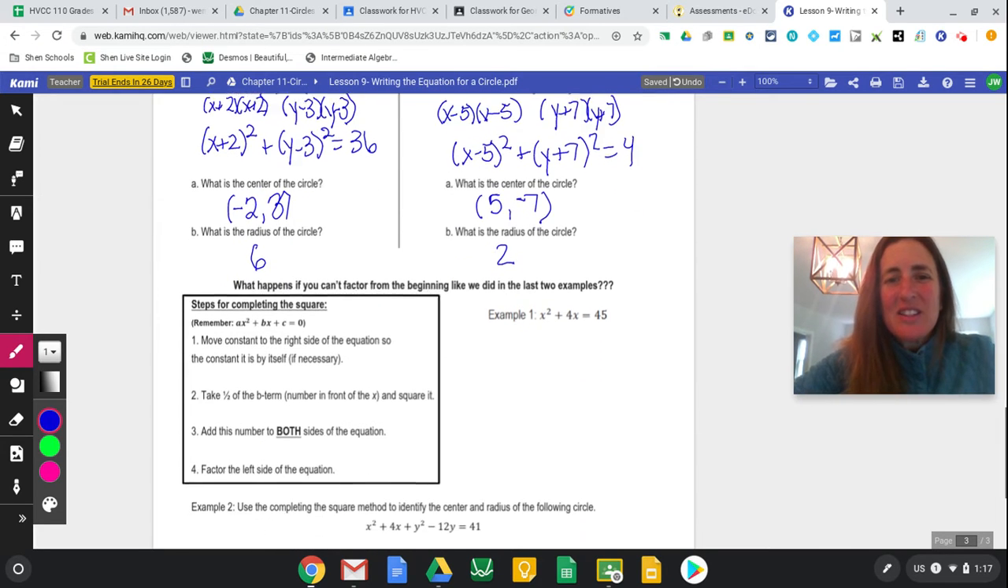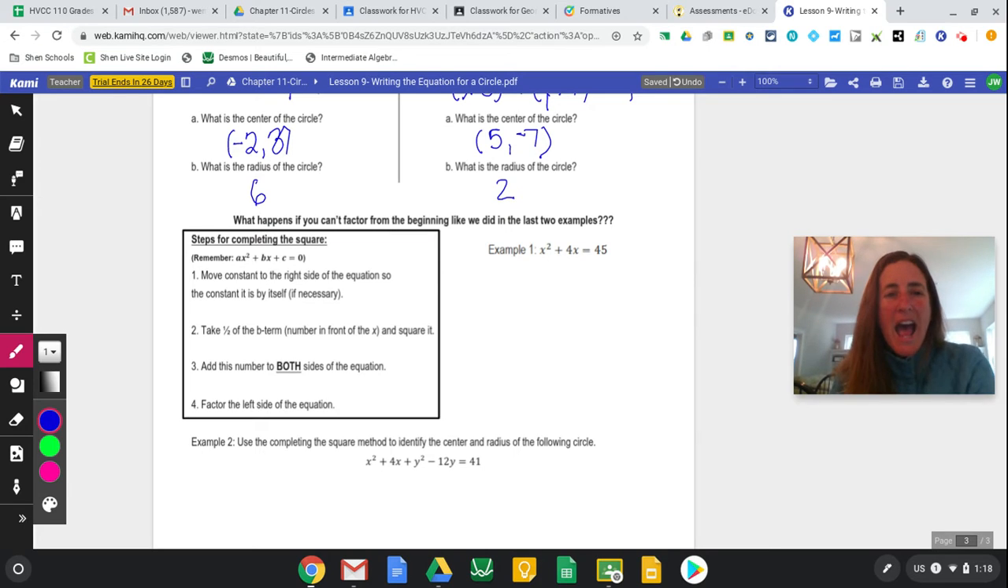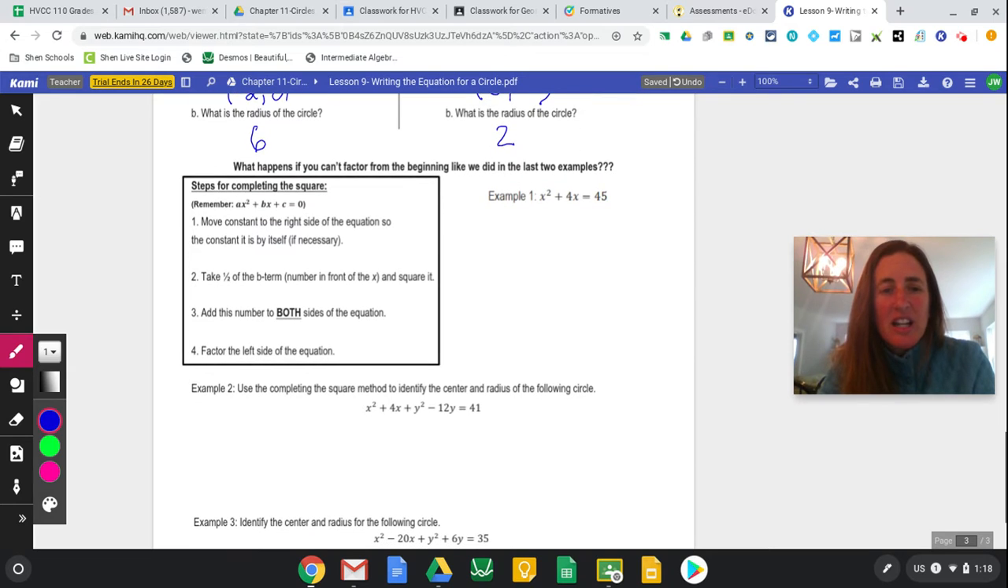Okay, now let's try down in here. What happens if you cannot factor from the beginning like we did in the last two examples? So if you look at this example down here, see how it's not actually having that third term of the quadratic so that we can factor it? Well, we can find that.